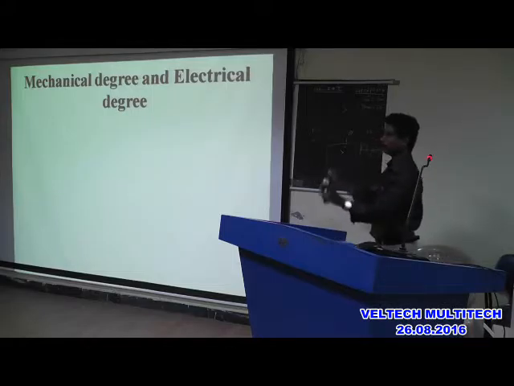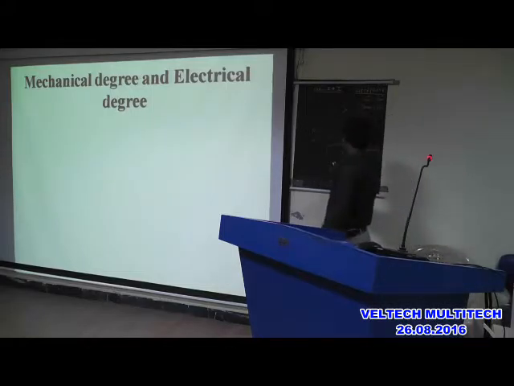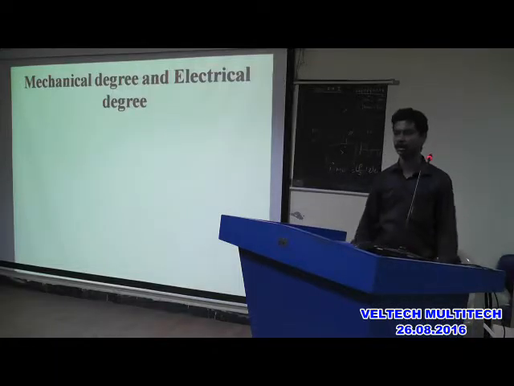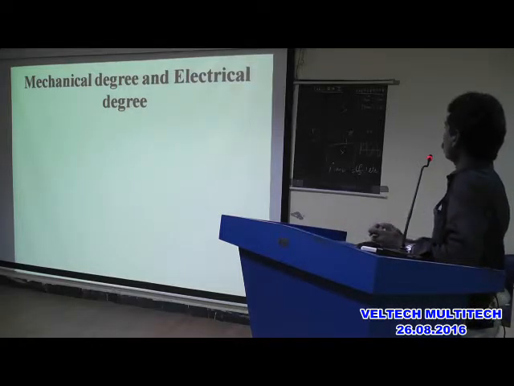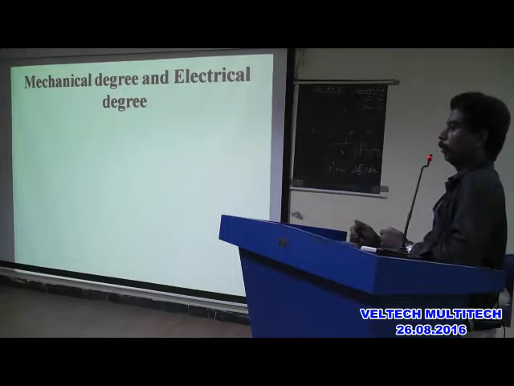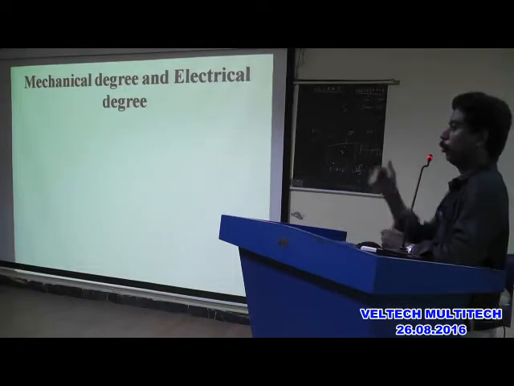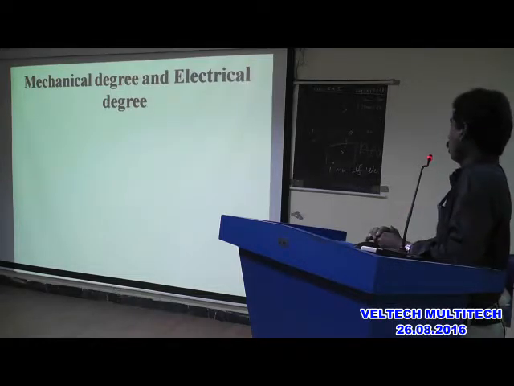Okay, so we can form the generalized equation. 1 degree mechanical equals P/2 degree electrical. So this is the generalized expression. Suppose here 2 pole, you can substitute 2. Number of pole P equal to 2, 2/2 equal to 1. So 1 degree mechanical equals 1 degree electrical.